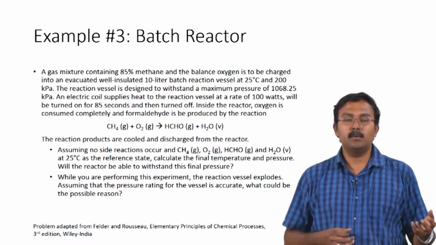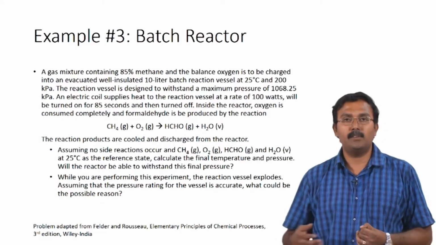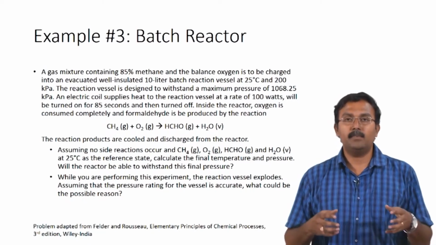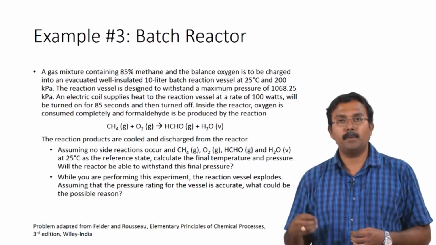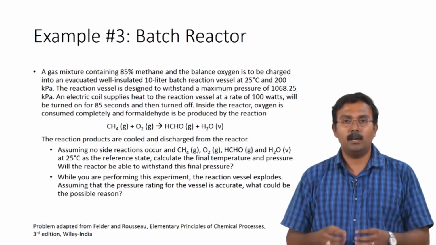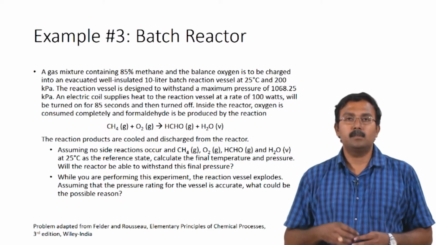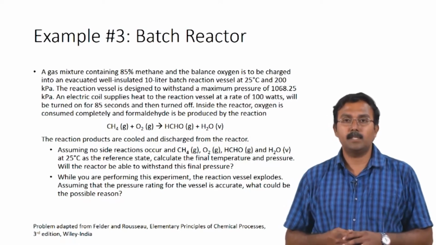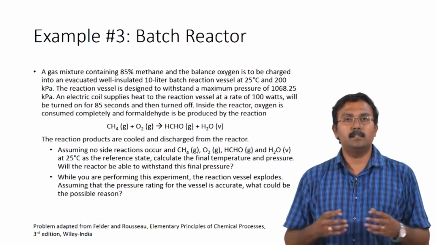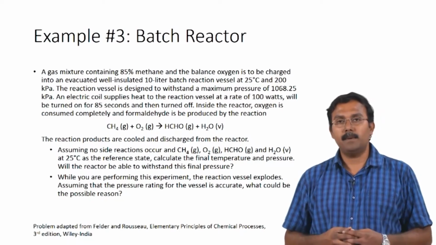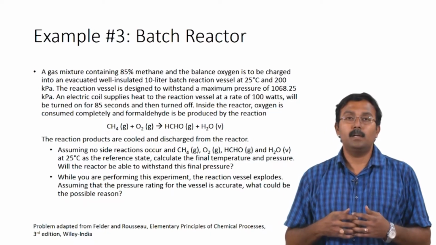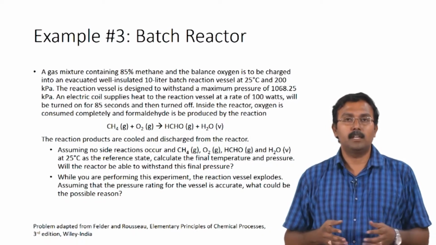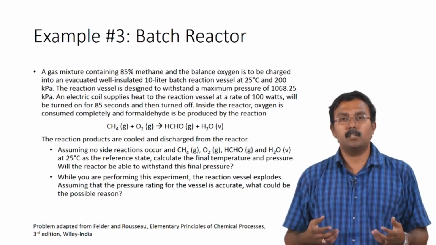The Q is given at the rate of 1000 watts for 85 seconds, so we can calculate the total amount of heat which is supplied, and by identifying the change in internal energy, you will be able to write the appropriate energy balance equation and solve it for the final temperature. From the final temperature we can also calculate the final pressure and compare it against the pressure rating which has been given, and identify whether the reactor can actually withstand it. In the second part of the problem, we have been asked to identify, if the reaction vessel does explode, what could be the reason, and we will try to hypothesize a potential cause.